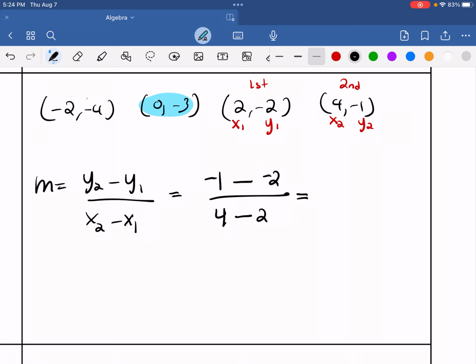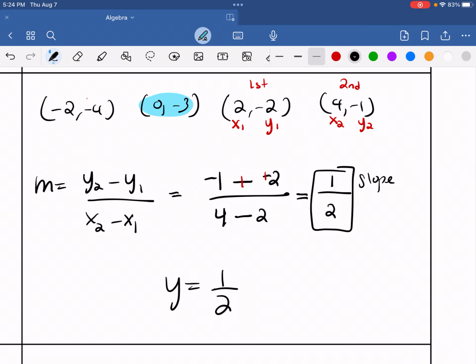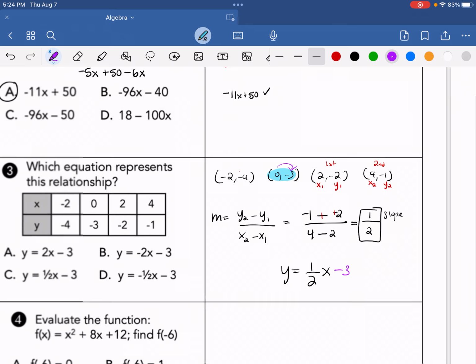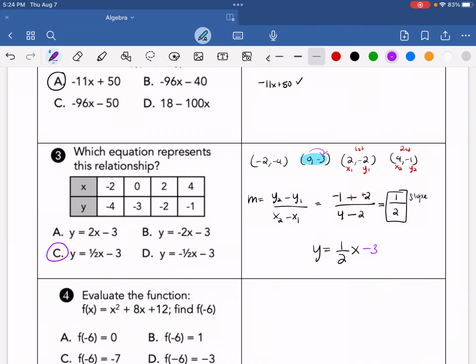Then you do your math. Okay, -1 minus -2, well, they turn positive. So I would get a positive 1 at the top. -1 plus 2 is 1. And 4 minus 2 is 2. So my slope is 1/2. So my equation should be 1/2 x and then the y-intercept, which is the one next to 0. So that's -3. So the answer would be C.